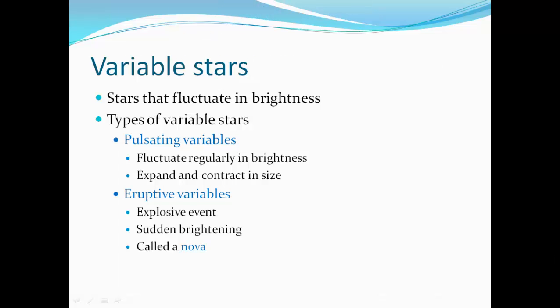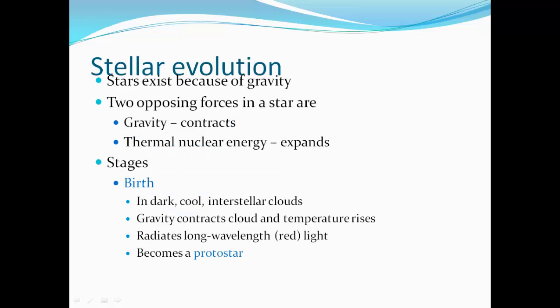Variable stars are stars that fluctuate in brightness. Types of variable stars: pulsating variables fluctuate regularly in brightness, as they expand and contract in size. Eruptive variables have an explosive event, a sudden brightening called a nova.